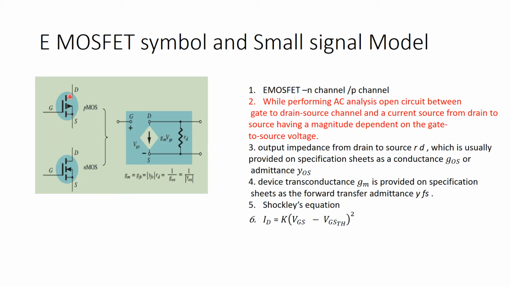So these are the symbols. In PMOS, you can see the current flowing into the source terminal, and in NMOS, current flows into the gate terminal. So for these ideal devices, when you draw a small signal model, it appears like this. The gate to source is open circuit because it has an infinite impedance.